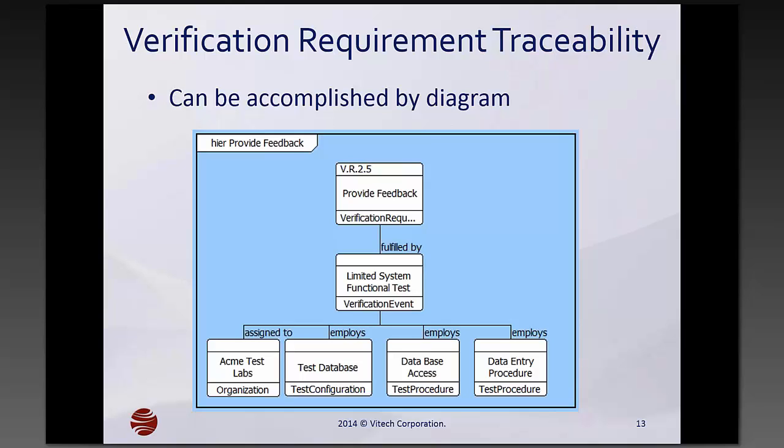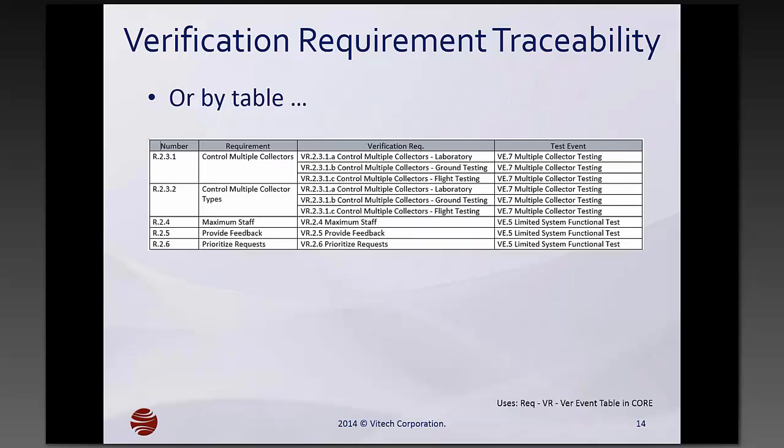This is a verification requirement traceability hierarchy diagram in core. We'll look at how this comes out in a couple of minutes here. And we can also do this by a table. This is merely a table extract in core, and I'll go into core here in a moment and demonstrate some of these tables.